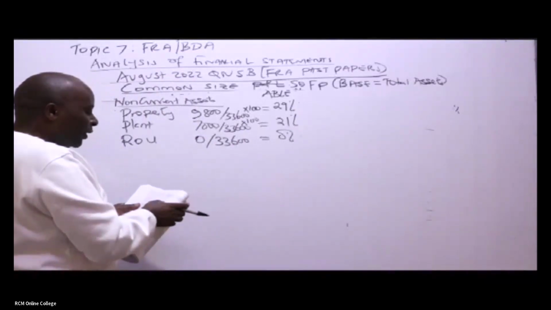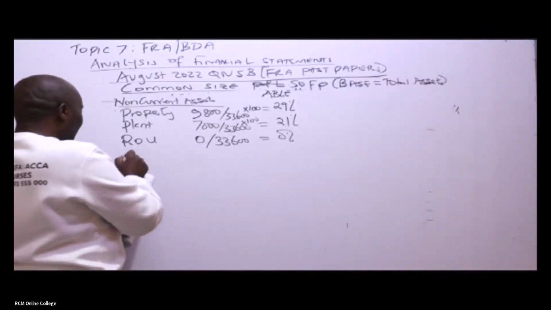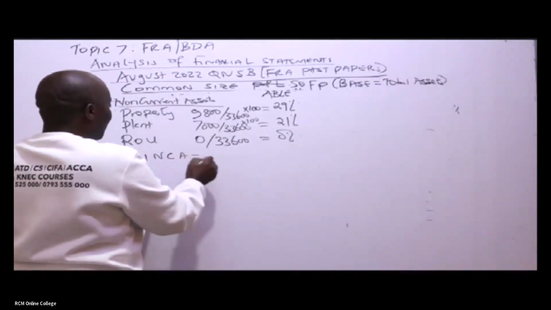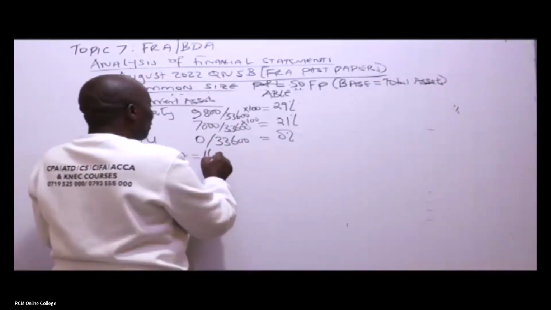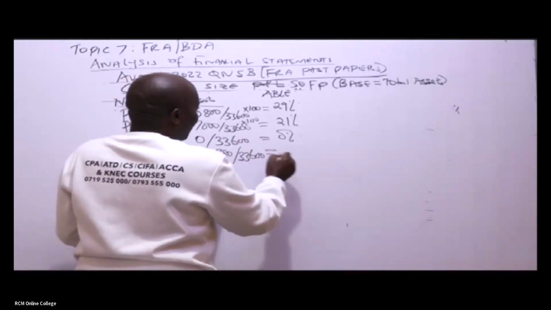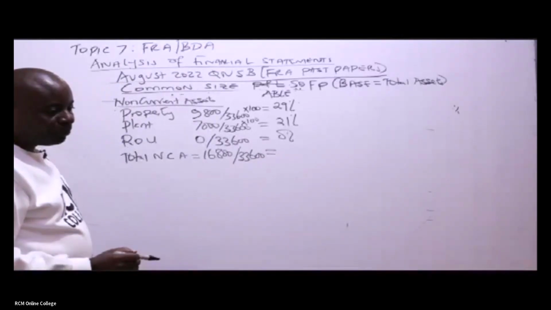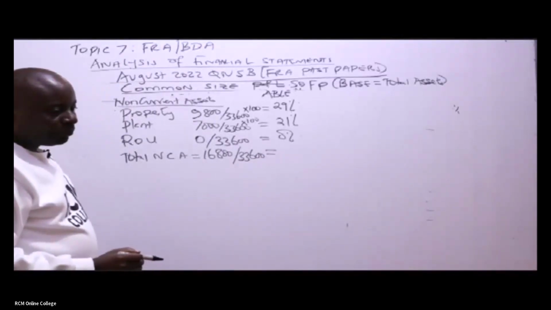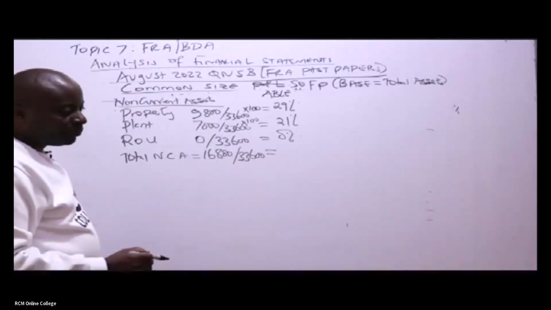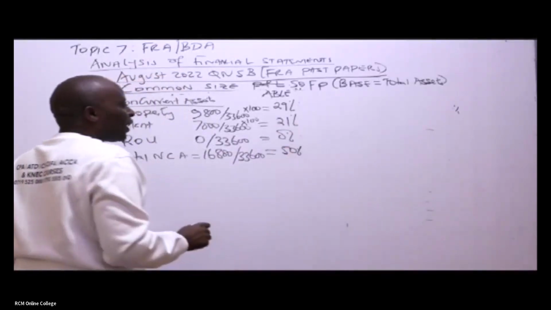All right. Then we have the total figure. Don't omit anything. So in this case, we have the total non-current assets. I can see a figure of 16,800. Don't omit anything. Divided by 33,600, which will end up giving us what figure, ladies and gentlemen? 50%, which basically is the sum of this.